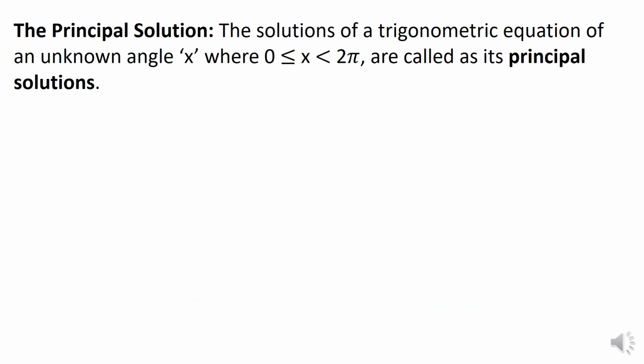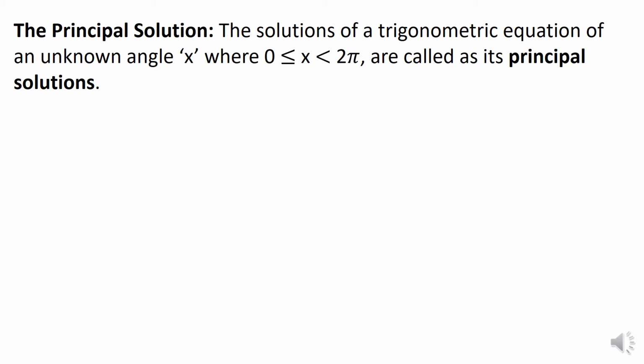What is a principal solution? The solution of a trigonometric equation of unknown angle x, where x lies between 0 and 2 pi, are called principal solutions. In simple words, the value of the angle x should come between 0 and 360 degrees.